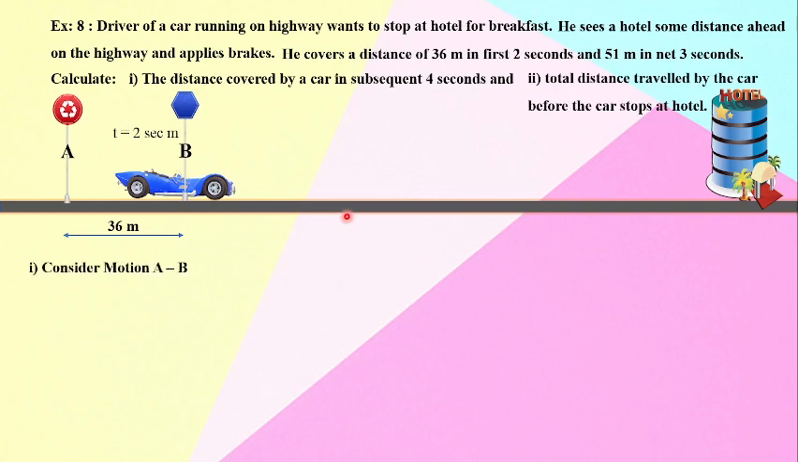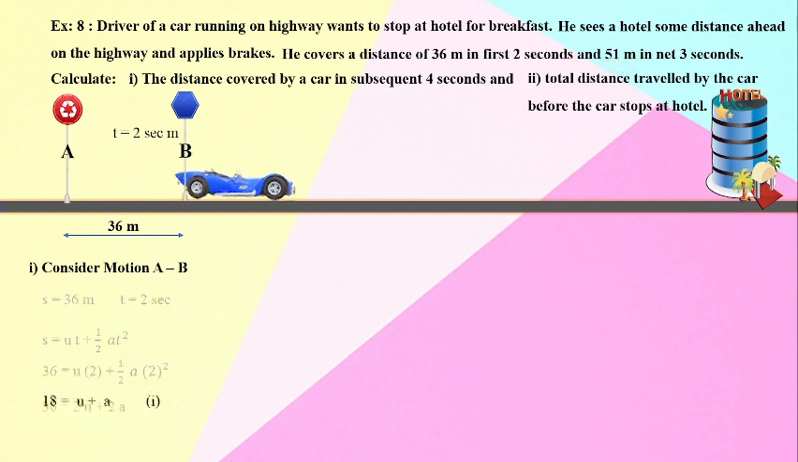So let us consider the first part of the motion, that is A and B. So distance is equal to 36 meter and t is equal to 2 seconds. So s is equal to ut plus half at square. Substitute the appropriate values. You have this first equation, 18 is equal to u plus a. Got it? Now once again we have the given data that in the next 3 seconds it will move 51 meter.